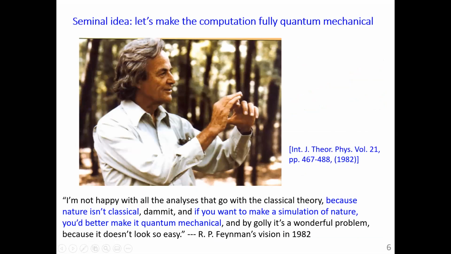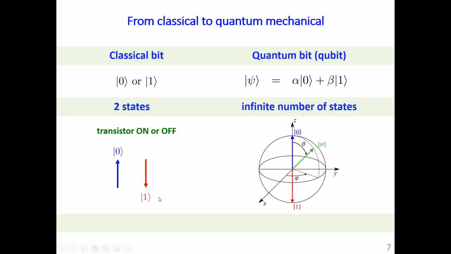Since it's very hard to expect that classical computers will eventually succeed in solving nuclear many-body problems, we have to find another way to address such problems. Here comes a similar idea raised by Dr. Feynman. He said let's make the computation fully quantum mechanical. Since nature isn't classical, if you want to make a simulation of nature, you'd better make it quantum mechanical. Dr. Feynman suggests to do everything in a quantum mechanical way.